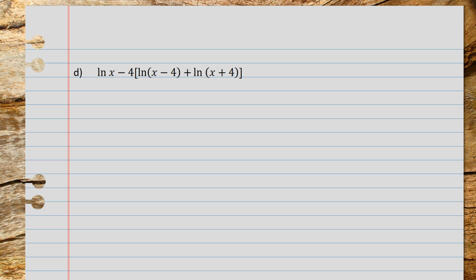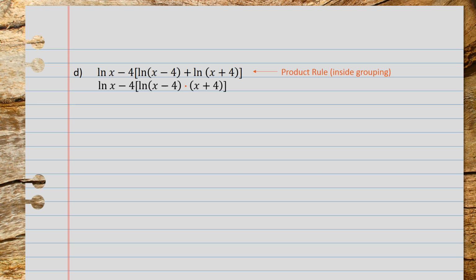For D, we have the natural log of x minus 4, bracket, natural log of x minus 4 plus natural log of x plus 4, close bracket. In this case, we have grouping symbols, so we want to focus our energy inside the brackets. And inside you see natural log of something plus natural log of something. Because you have addition, that means we will apply the product rule. So we can rewrite that as multiplication. So natural log of x minus 4 times x plus 4.